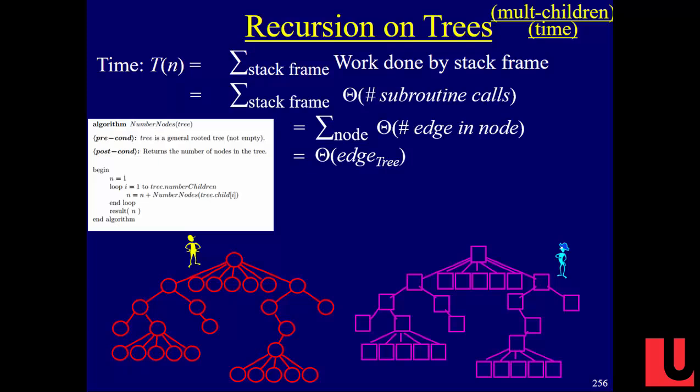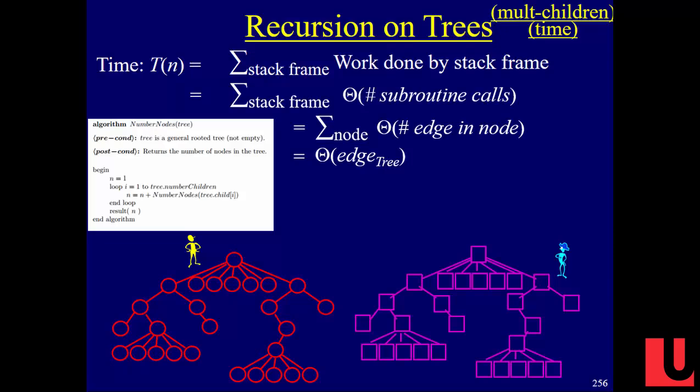Isn't it the same with the number of nodes? What is the difference? Well, we haven't gotten there yet. Right now, what we're doing is the work is the sum over stack frames of how much work that stack frame does. Well, each stack frame is associated with a node, so we can say how much work is that node doing? The amount of work it's doing is the number of edges leaving it.